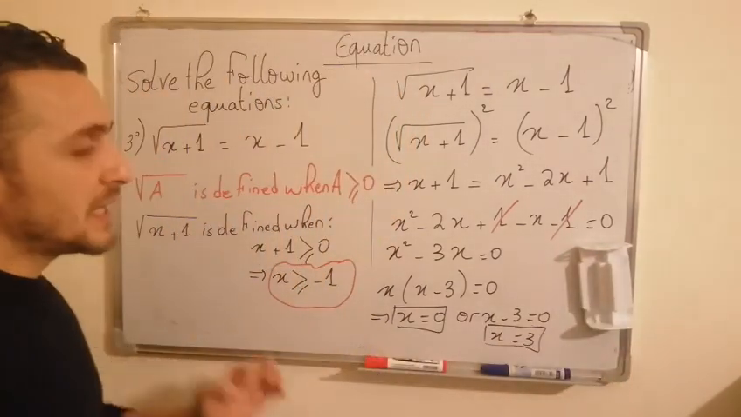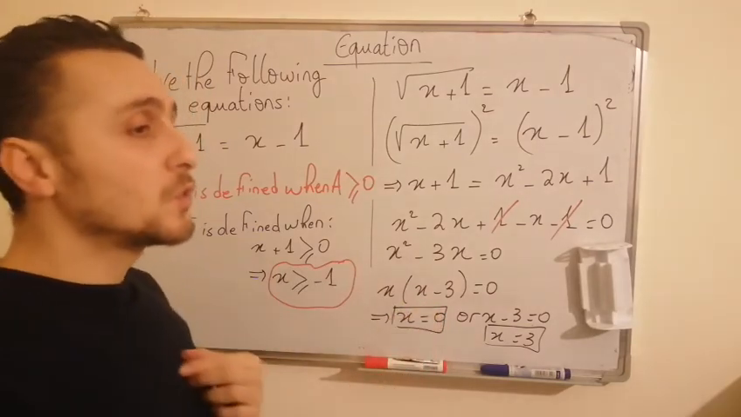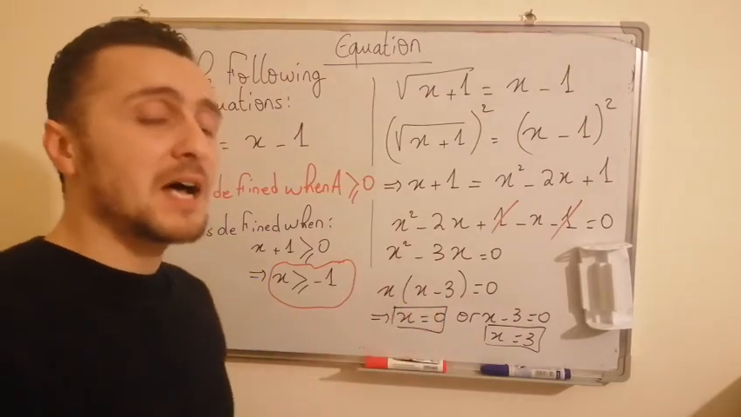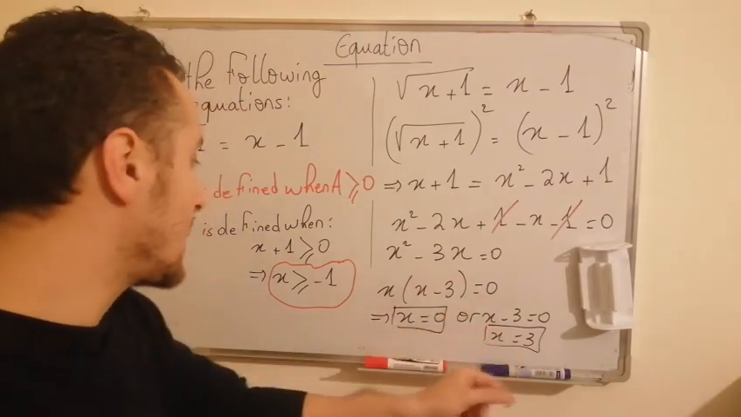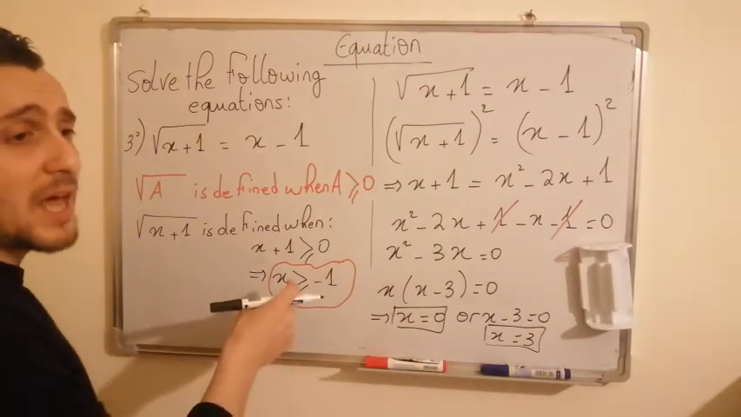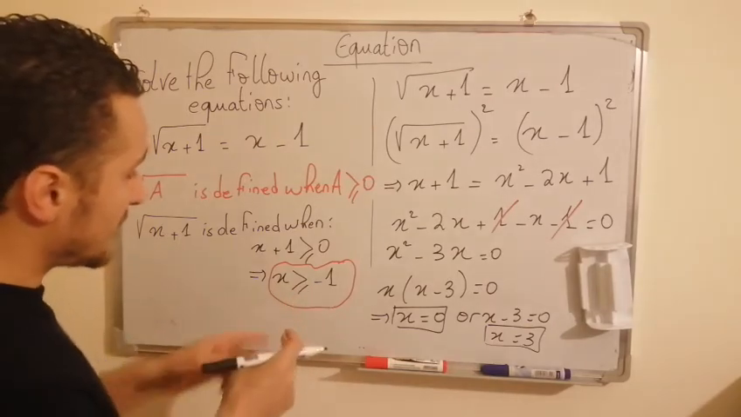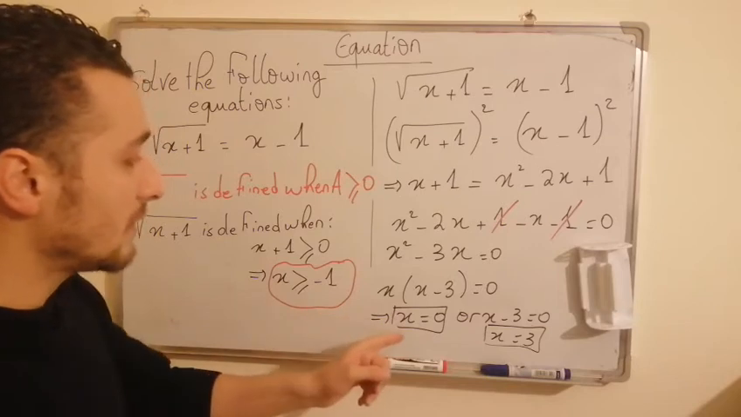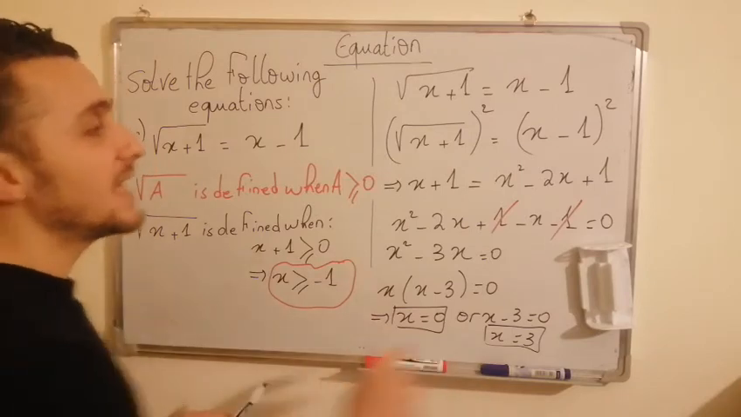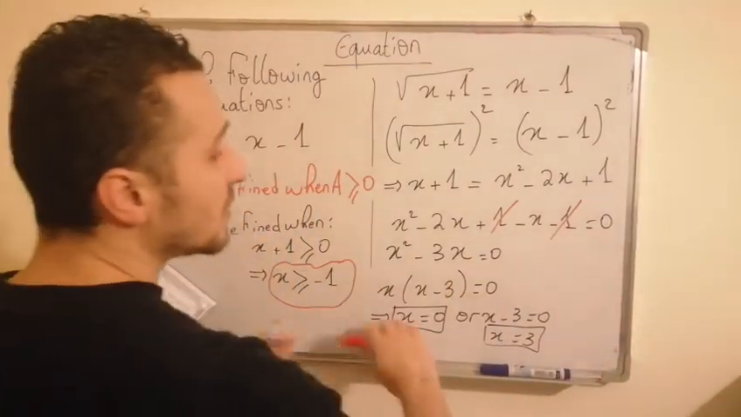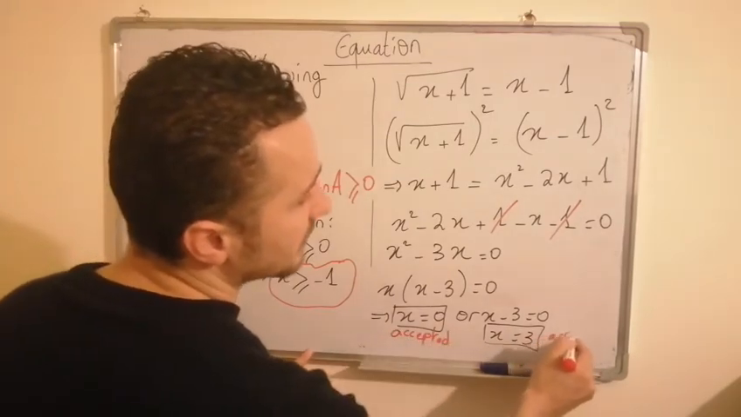After finding the solutions of this equation, we have to check if these solutions are accepted or rejected by comparing these solutions and the domain of definition. The domain of definition is x bigger than or equal to minus 1. x equals 0 satisfies this condition, and x equals 3 satisfies this condition, so they are accepted. The two solutions are accepted. Okay?